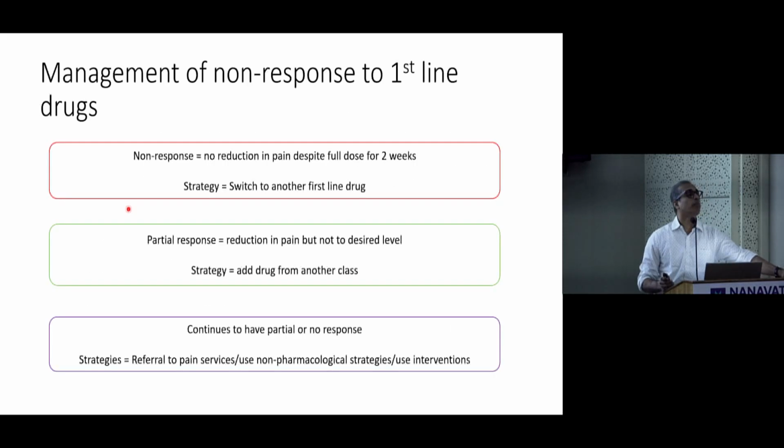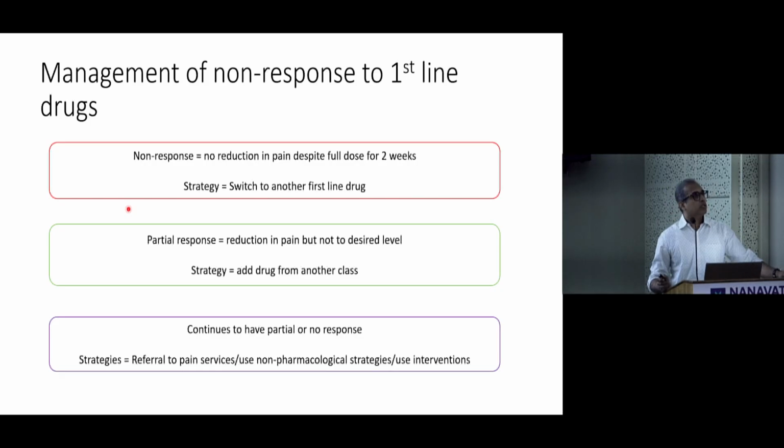What happens if the patient does not respond? There is something called a complete non-responder. Say the maximum tolerated dose for a patient is 1200 milligram of gabapentin. You have used it for 2 weeks and the patient shows no improvement. What you need to do is switch to another first-line drug. You can either switch from gabapentin to pregabalin straight. The conversion ratio is 1:6, that is, the dose needs to be reduced 6 times for pregabalin. Or you can switch to an SNRI.